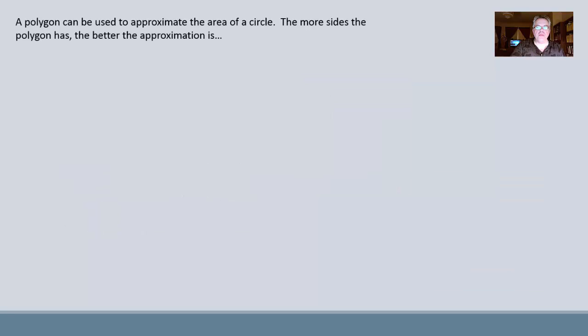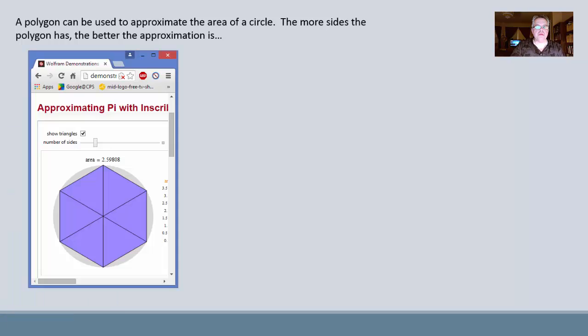Okay, so we want to find the difference between the area of the polygon and the area of the circle. That's kind of the idea. All right, here's a little demonstration of what we're up to. There's a gray circle here in the background. It actually has radius 1, and the circle's area is pi times 1 squared, which would be pi. So the gray circle back here has area 3.14.